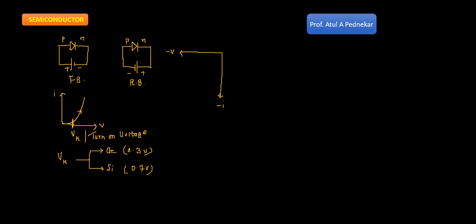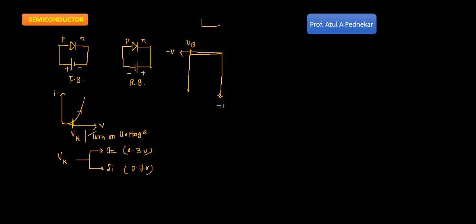Okay, what happens exactly in reverse bias, practically the current is almost zero. But after a certain voltage, the current drastically increases. Anyone remember what that voltage is known as? Anyone? Breakdown voltage. Very good. Okay, this is known as a breakdown voltage.